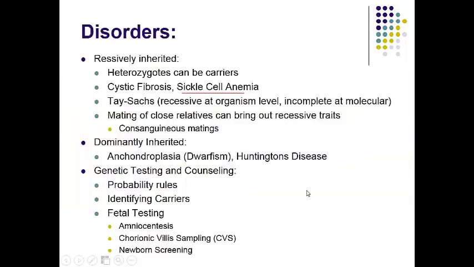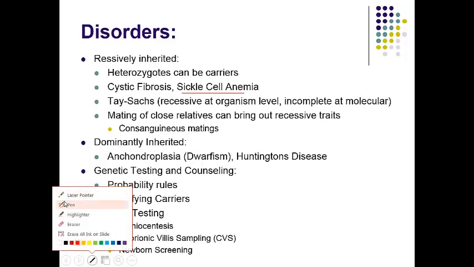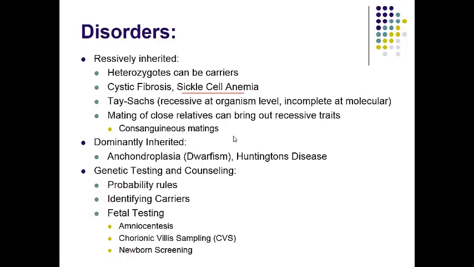The last thing that we're going to look at are genetically inherited disorders and methods used to test for these disorders. The first group of disorders are recessively inherited. If you're homozygous dominant or you're heterozygous, you do not have the disorder. However, heterozygotes are called carriers because even though they don't have the disease or the disorder, they are carrying the recessive allele and can pass that recessive allele on to their offspring.